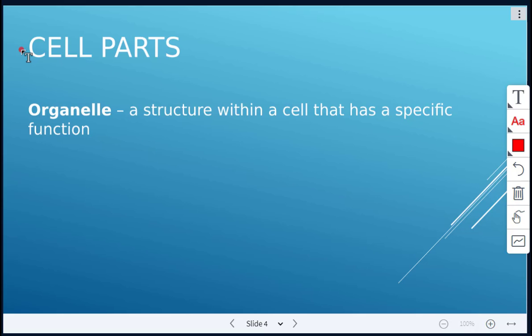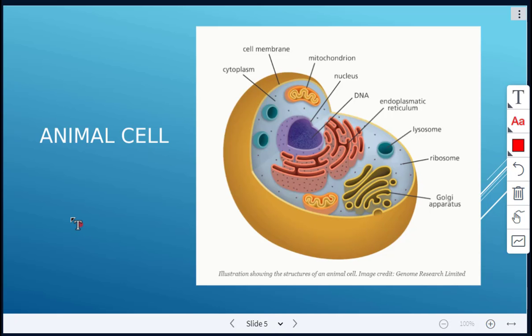All right, we're going to start focusing on cell parts next, and we're going to start looking at organelles inside of cells. Organelles are structures within a cell, and they have specific functions. They're like mini organs inside of a cell. Here is an animal cell, and notice the inside of this cell is filled with many different structures. Those are called the organelles. We're going to take a look at each of those organelles separately, as well as their functions.